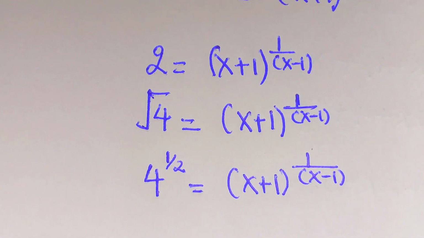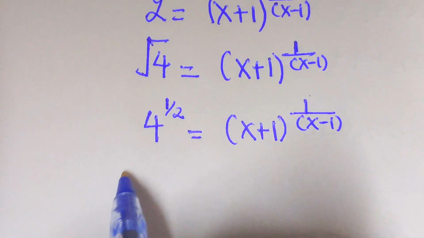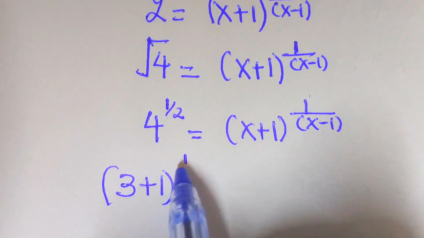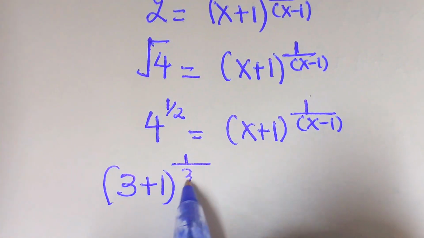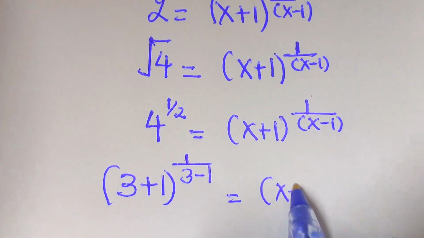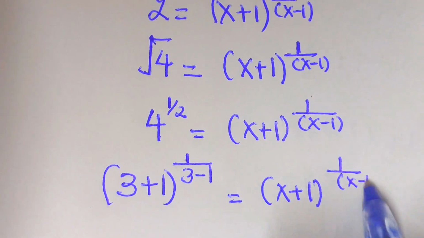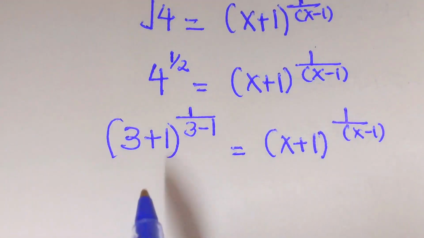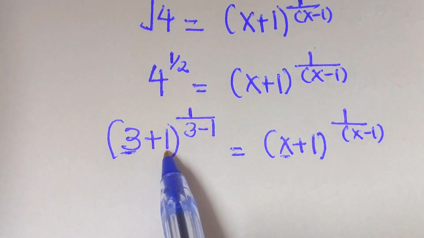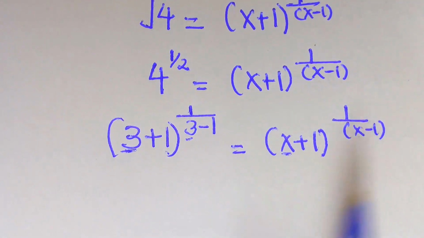Right? Now, at this stage, this 4 can be 3 plus 1, power 1 over, and this 2 can be 3 minus 1, so that here we have x plus 1 power 1 over x minus 1. If you see it this way, this can be x, and here we have this one, and we have plus. It is the same, and they give the same answer.